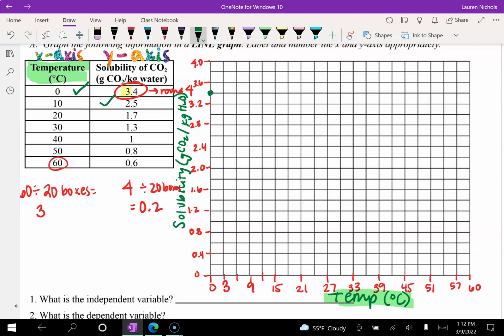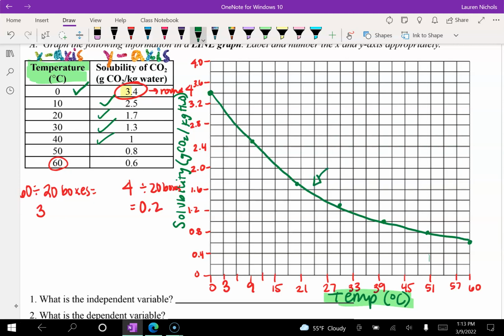10 and 2.5 grams. So 10 is a little above 9. 2.5 would be about there. And then we have 20 and 1.7. We got about there. 30 and 1.3. So done those two. 40 and 1. And then 50 and 0.8. And then 60 and 0.6. So once you've graphed all the points, you can connect them.